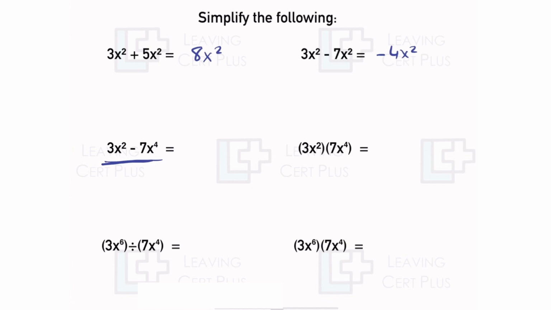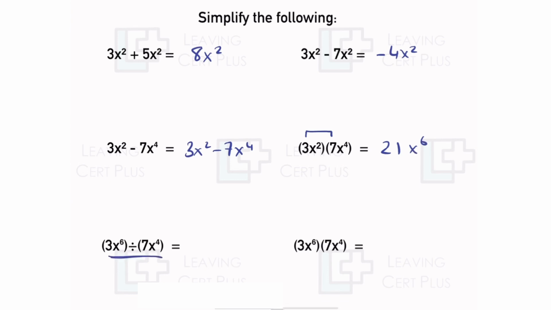Here you're taking away again, but they're not in the same family. X squared and x to the power of 4, they can't be interacted together. So that's as simplified as we can get them. Here we're multiplying. So you can always interact them together if they're multiplying. So first of all, deal with the coefficients. 3 by 7 is 21. Then we have x squared by x to the power of 4. Remember, you're adding the powers, so that's x to the power of 6.